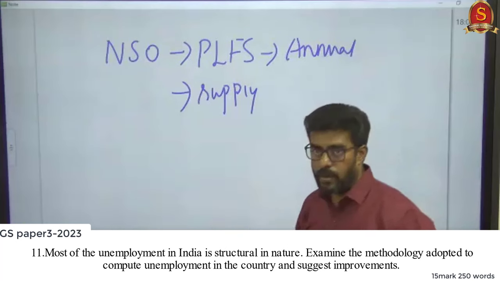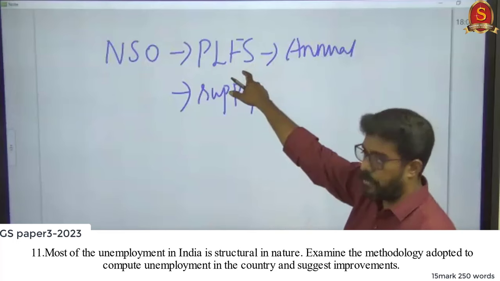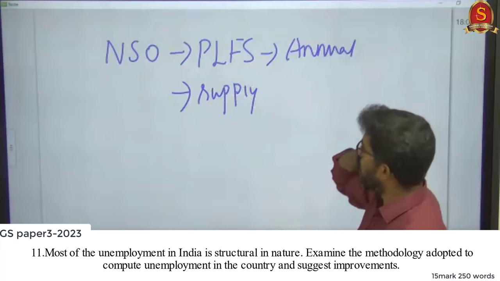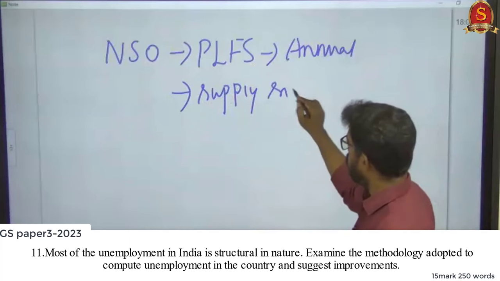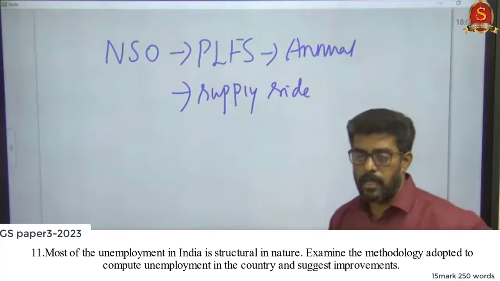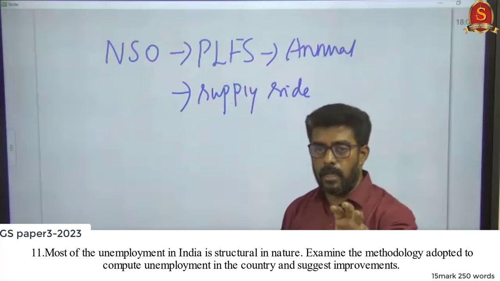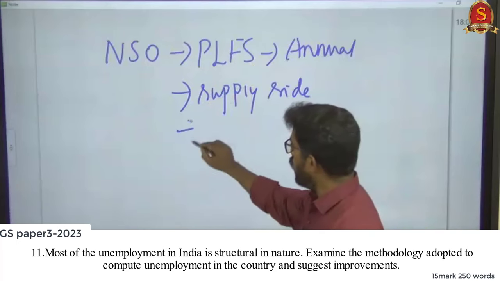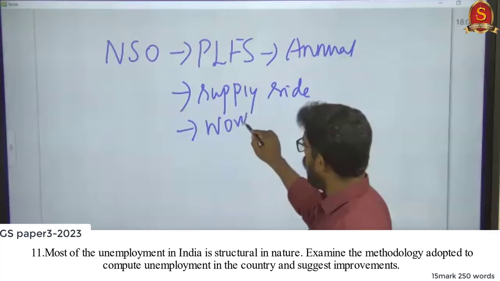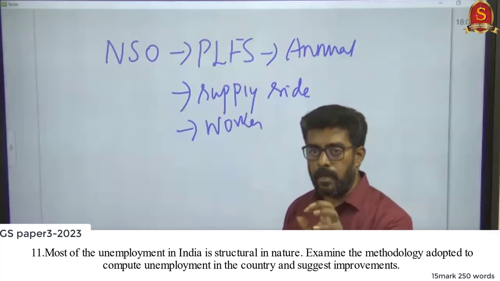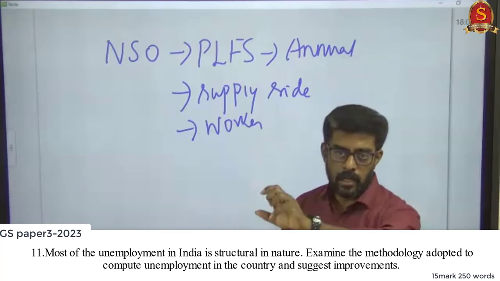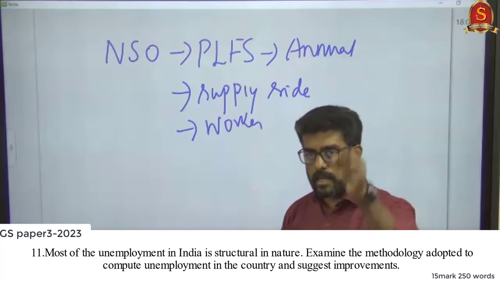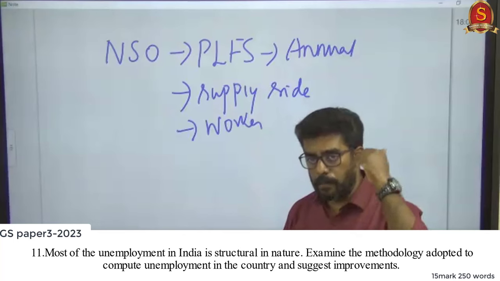NSO follows these methods, and we have two different data. One is the NSO data, the Periodic Labor Force Survey data, and this is supply side data. What is meant by supply side? We take the data from the laborers, from the workers, from the people. We go to people and ask how many days they worked during the last one year or the last one week. Based on that we release the data. That is called PLFS.